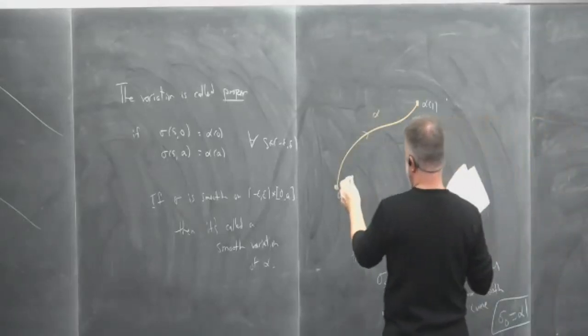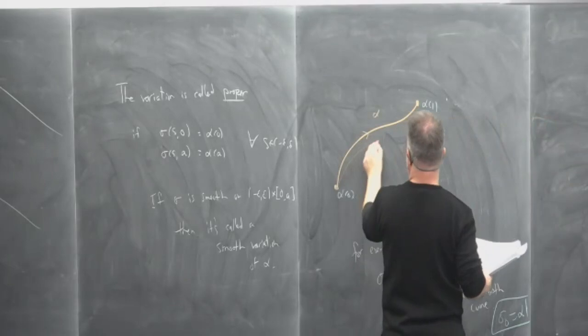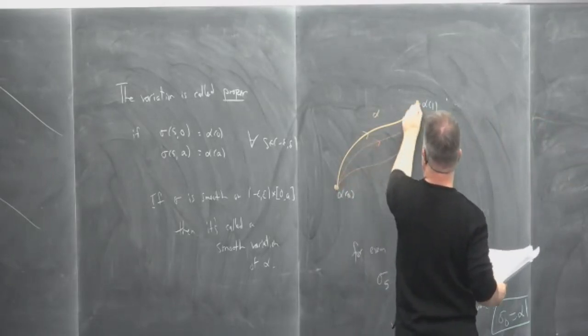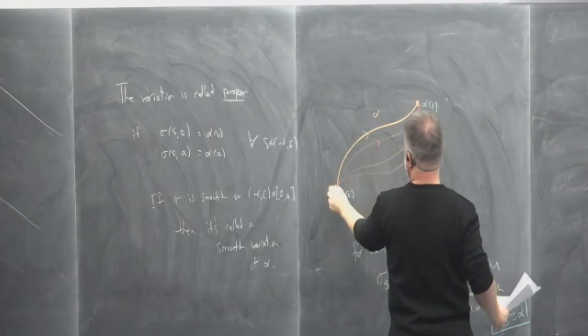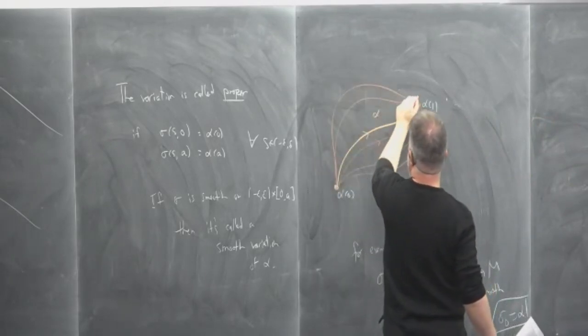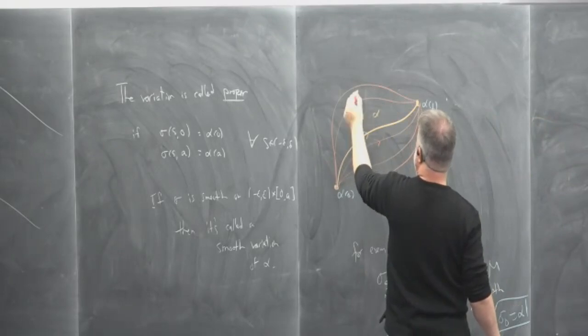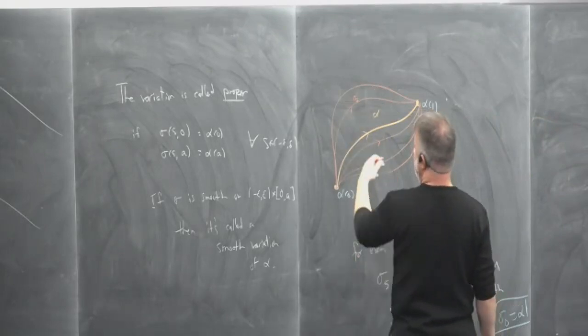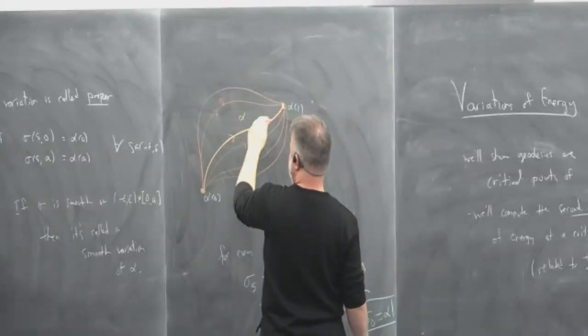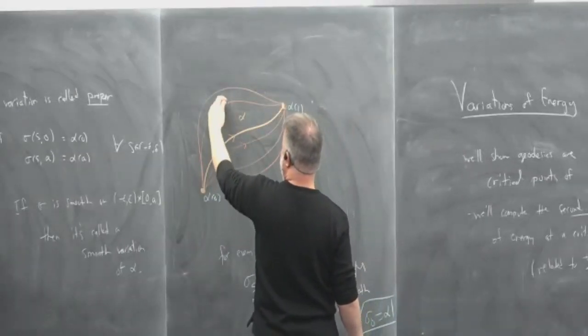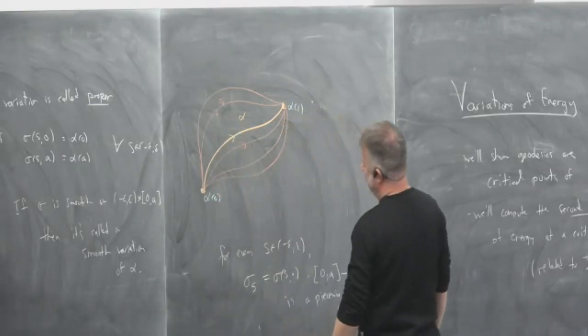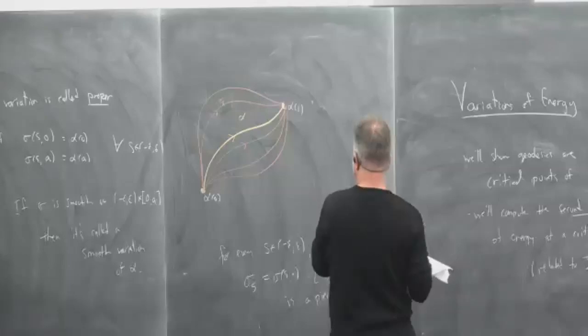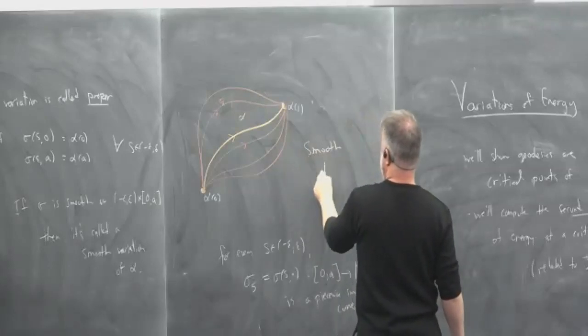So here, if the variation is proper, let's say it's also smooth. This could be sigma_s for some parameter s, and as s goes to 0, you get the curve alpha, and maybe this is s from 0 to epsilon, and maybe this is s from 0 to minus epsilon. So this is a picture of a smooth proper variation. Question. Yep. If the variation is smooth, does that imply alpha is smooth?